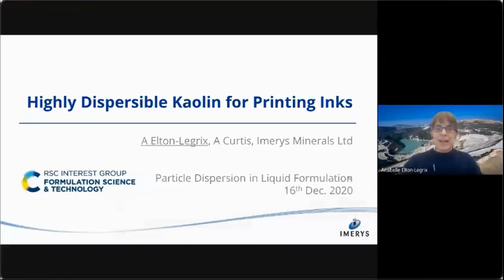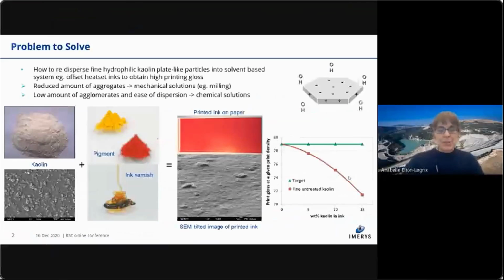Good morning, everyone. I'd like to present some work that we've done at Imerys on dispersing kaolin for printing inks. So basically, the issue is kaolin is a hydrophilic aluminosilicate, so it likes to be dispersed in water, but sometimes we want to use it in oil-based applications, and one of them is heat-set inks for glossy magazines. And we need to make sure that the kaolin doesn't change the printing gloss. So we've got various options.